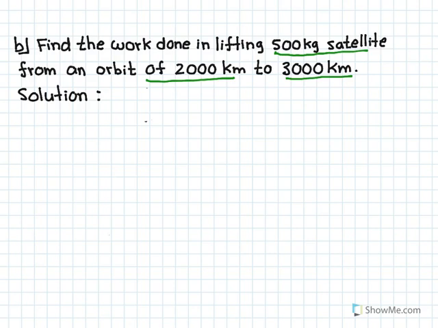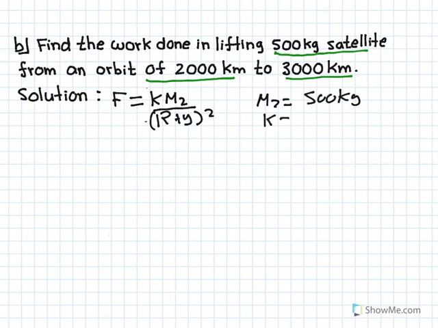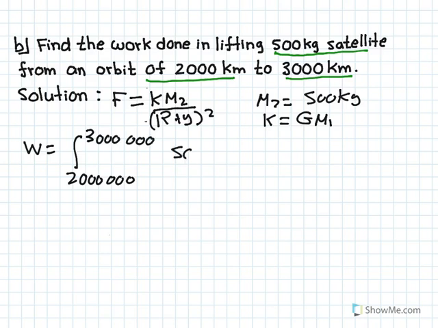So we start with the force formula, Newton's formula, F is equal to K m2 divided by r plus y squared, where m2 is the mass of the satellite, 500 kilograms, and K, of course, is equal to G times m1, the gravitational constant of the universe times the mass of the Earth. So the work is going to be the integral from 2 million meters, 2,000 kilometers, to 3 million meters, and the force function is 500K divided by r plus y, all squared dy.